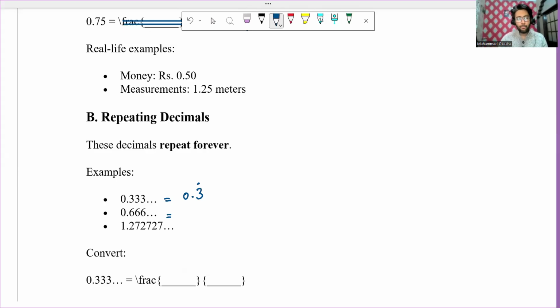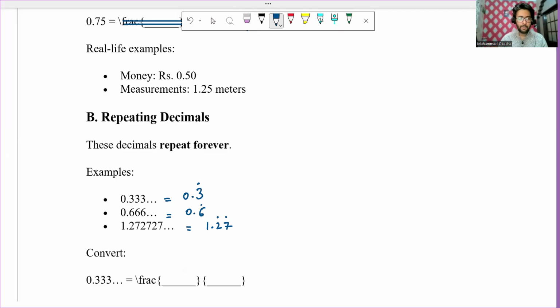0.6, I can write it as 0.6 with a dot on top, which means the 6 just keeps on going on and on. I don't have to write it 3 times or 4 times. I could just put a dot on top of it, which tells me that it just keeps on going. This is interesting. We have 2, 7, 2, 7, 2, 7. So we have a number 27 that keeps on repeating, so I can write it as 1.27, and I'll put a dot on top of it.